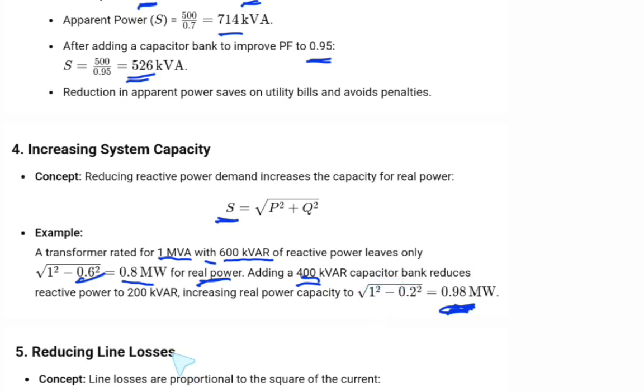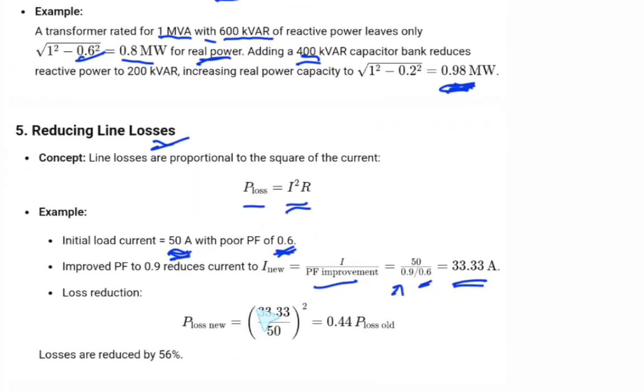So one more point, reducing line losses. How does it reduce the losses? The power loss is equal to I squared R, right? Initial load current is 50 amps, for example, with the power factor of 0.6. Now we substitute the values in the formula: I multiplied by the power factor divided by the improved power factor. How much power factor do we need to improve to, right? Here I is 50 amps and 0.9 is our requirement. Here it is 0.6 only, so that's why we put it here. Finally we got 33.33 amps, right? So now we apply 33.33 divided by 50, squared, which comes to 0.44 power loss ratio. Now losses are reduced by 56 percent, right?